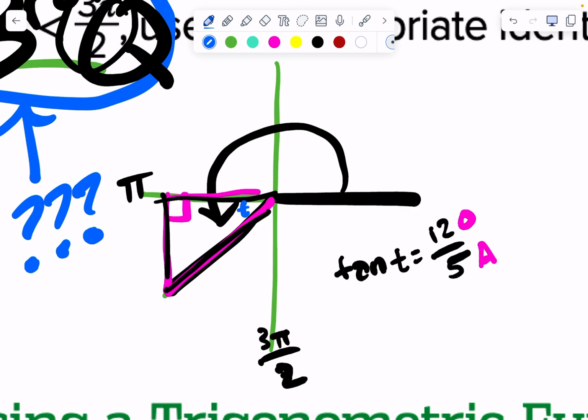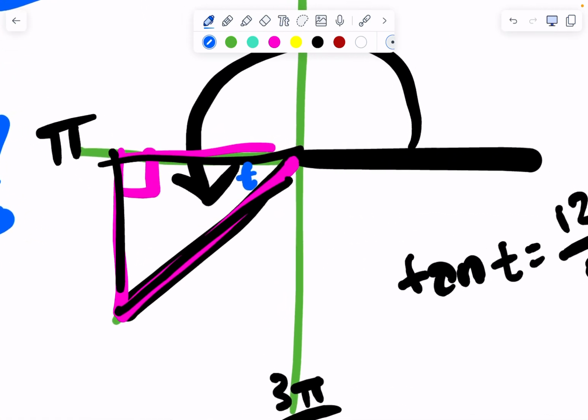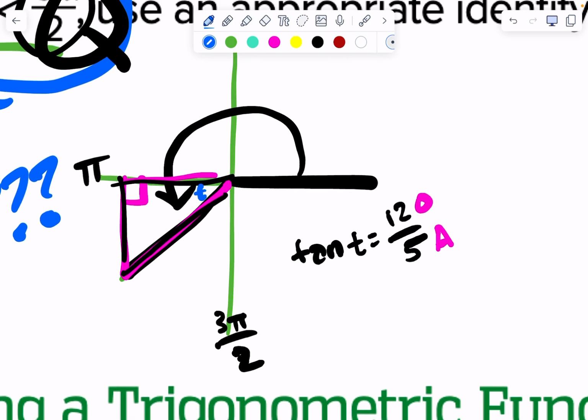T lives right there in the corner. Okay, so the opposite side is 12. The adjacent side is 5.